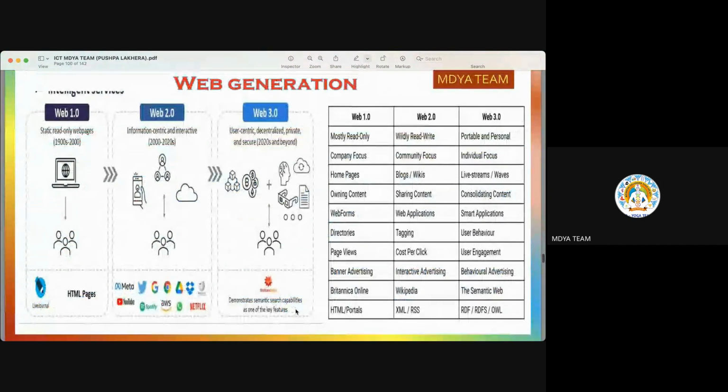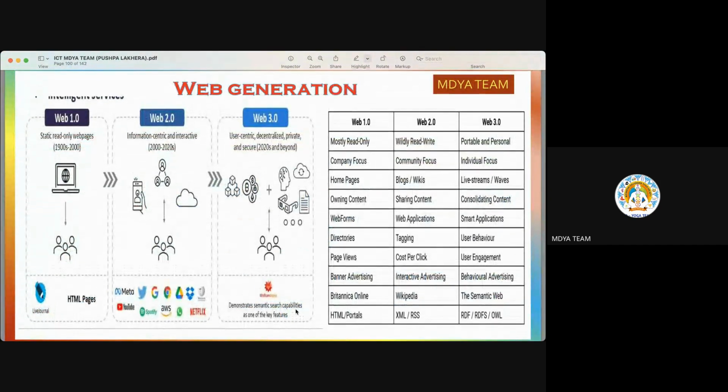As time passes, we are now in the third generation, the third web. Earlier it was web 1, then web 2, then web 3. Web 1 is from the 90s to 2000, the time period. That is the static, read-only web pages. Only text was there and you could just go to that page and read it. No interaction, no to and fro, only one directional. You can just read whatever is there, and that too in the form of text.